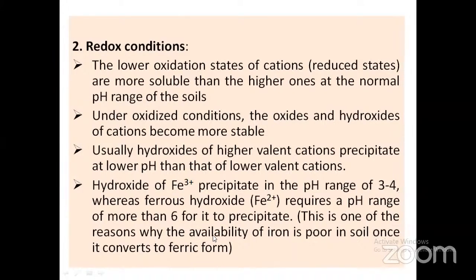So this is one of the reasons why the availability of iron is poor in soil once it is converted to ferric form. The ferrous form is available to the plant rather than the ferric form, because the ferric form will precipitate at pH 3 to 4, whereas the ferrous form requires a pH of more than 6 to precipitate. So it will not precipitate in the acidic range. Making sense to all of you?